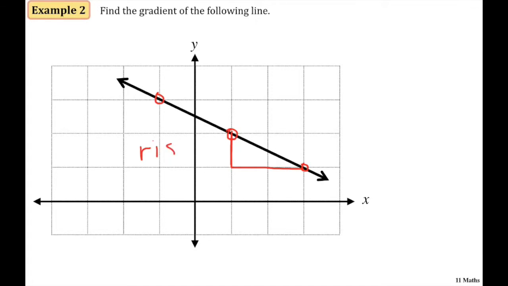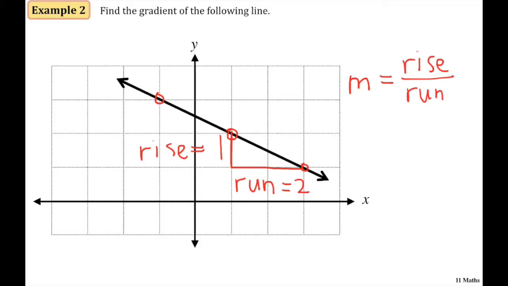Now what's my rise? My rise is equal to, well, it's 1 unit. I could put -1 if I wanted to because I headed down 1 unit, but I'm not going to worry about that. My run is 2 units. So let's think about how we write this down now. The gradient equals the rise over the run, which equals 1 over 2, but I must put a minus sign in front because it's going downhill from left to right. So there's my gradient.